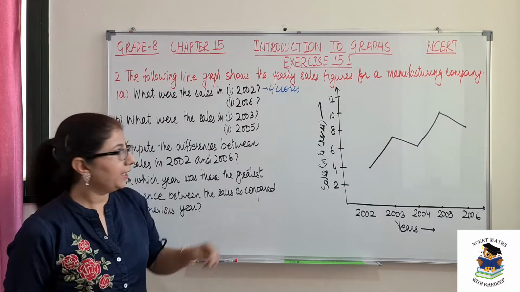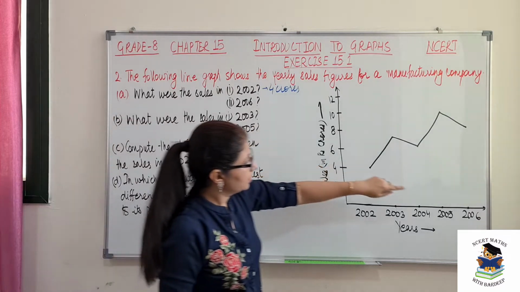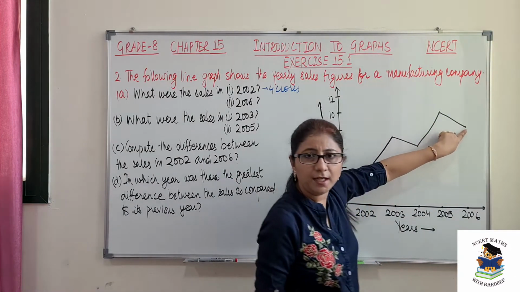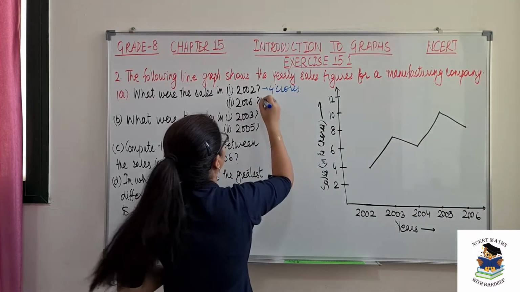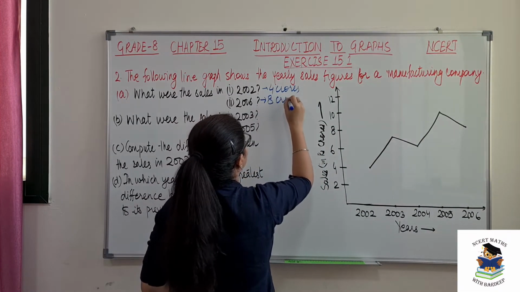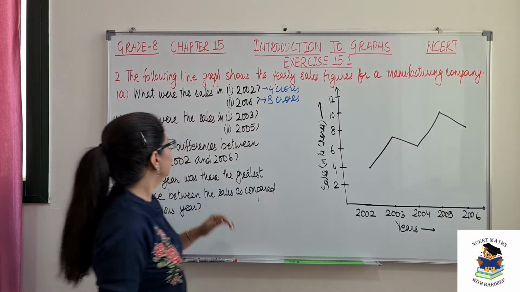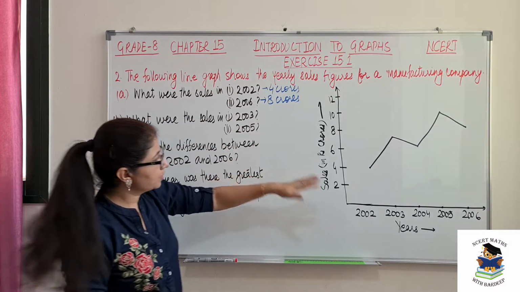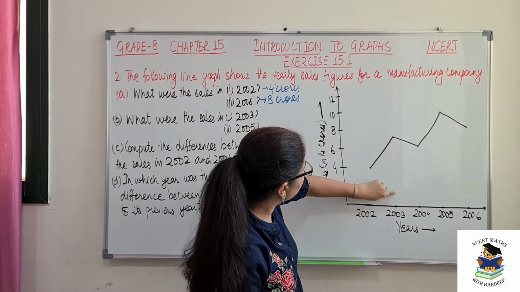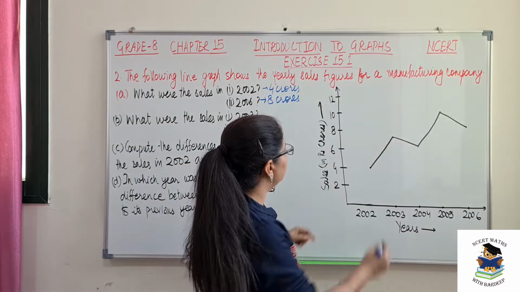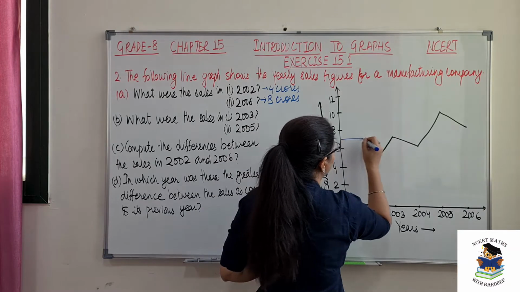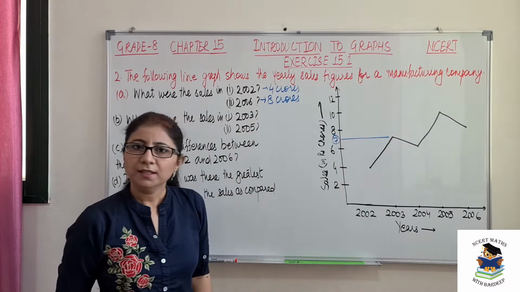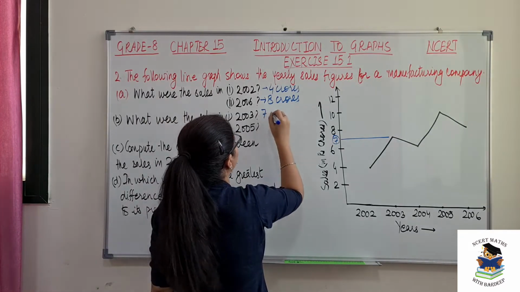crores. Okay, 2006. So this is our 2006. So this value is 8 crores. Okay, so answer is 8 crores. B is what were the sales in 2003. So same thing we will do. This is 2003 and we can see that this point is somewhere in the middle of 6 and 8. So this value will be 7. That is 7 crores.